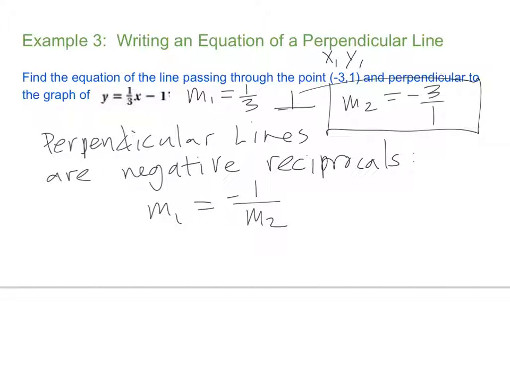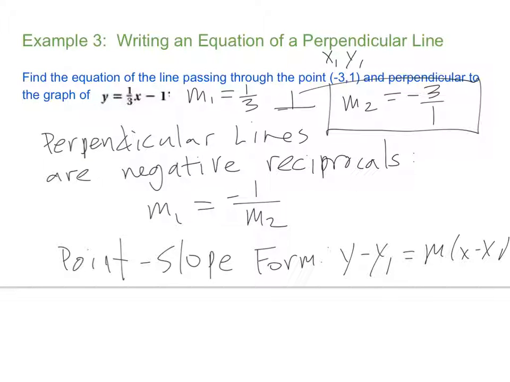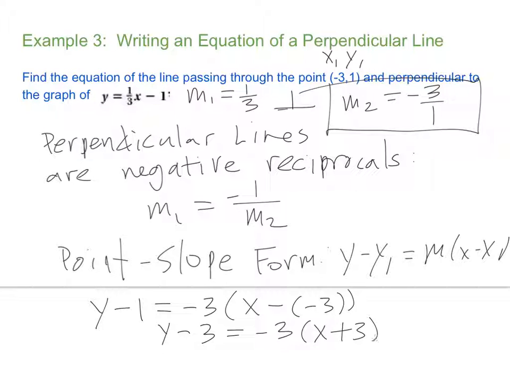I have the point x1, y1, so I can use point-slope form, which is y minus y1 equals m times x minus x1. So I'll substitute those values in. I have y minus y1, which is 1, equals the slope, which was negative 3, times x minus x1, which is a negative times a negative 3. I'll do one step that simplifies that. And there we are.